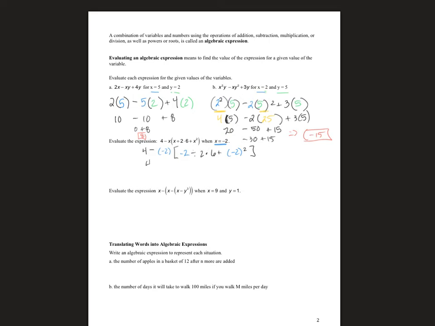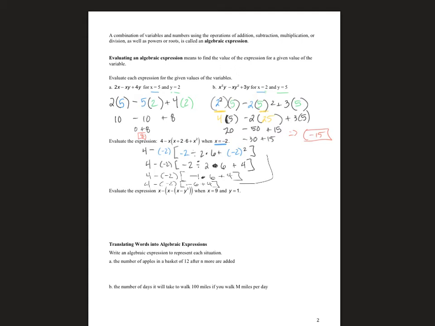Continuing on, working inside the parentheses, or the brackets, I have negative 2 divided by 2 plus 6 plus 4. Using the order of operations, I would perform my division first inside the parentheses. So negative 2 divided by 2 is negative 1. Oops, that's times 6 plus 4. And that would be, continuing to work inside the parentheses, negative 6 plus 4.